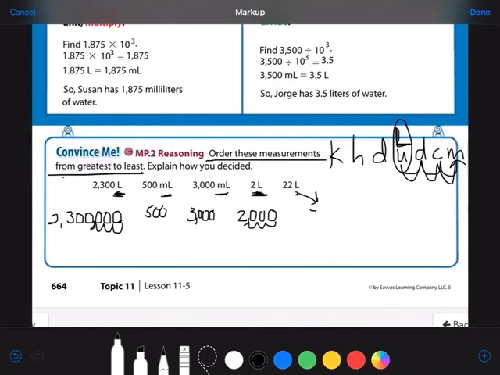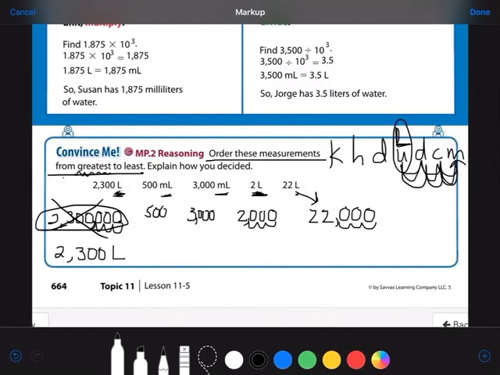Last one, I have 22 liters. And if I want to change it to milliliters, that's 1, 2, 3 jumps to the right. I have to tack on 3 zeros. All right, now they're all in milliliters, and I can order them from greatest to least. Well, there's only one of them that's in the millions, right? So this one right here, that's the only one in the millions. So it looks like 2,300 liters is the greatest.